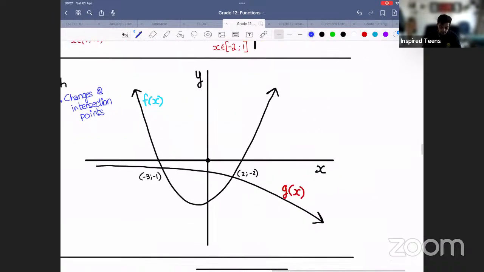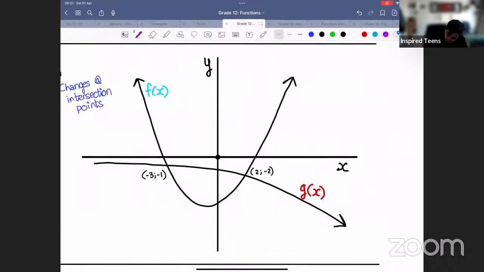Let's have a look at it. Remember, here are my intersection points, right here and there. These two coordinates, -3, -1, 2, and -2. Those are the points of intersection of these two graphs. So let's see how what I just said is true, diagrammatically speaking.